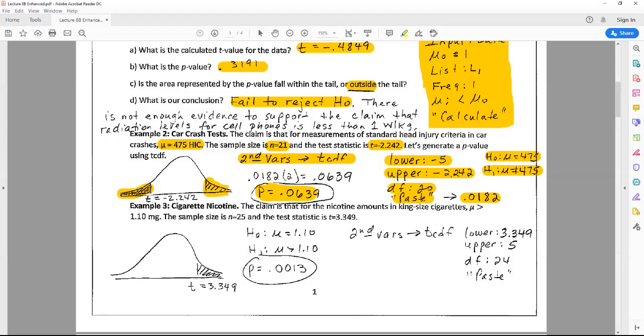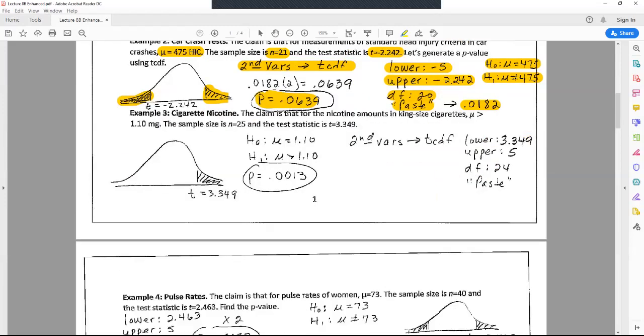Let's look at example 3, cigarette nicotine. The claim is that for the nicotine amounts in king-size cigarettes, the average is greater than 110 milligrams. The sample size is 25. The test statistic is 3.349. Now, since the claim is that the average is greater than 110 milligrams, this is going to be a right-tailed test. They give us the test statistic, 3.349.